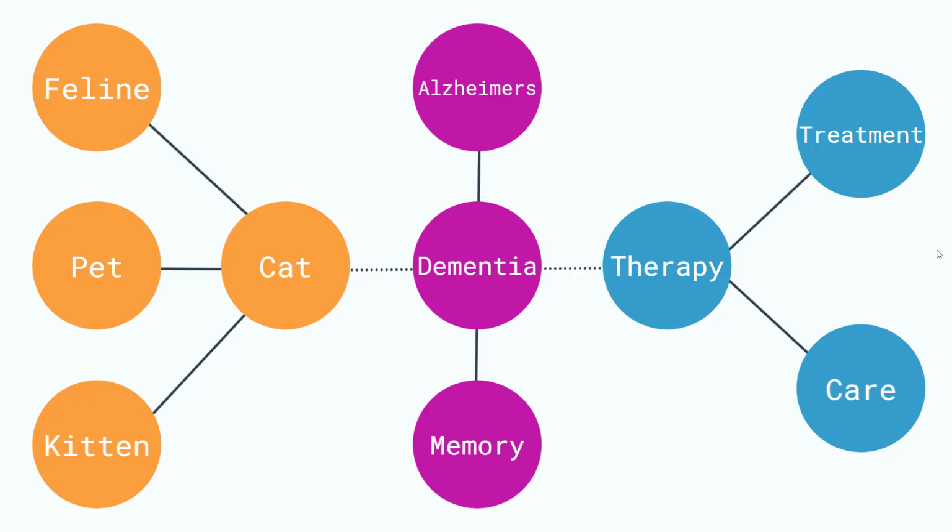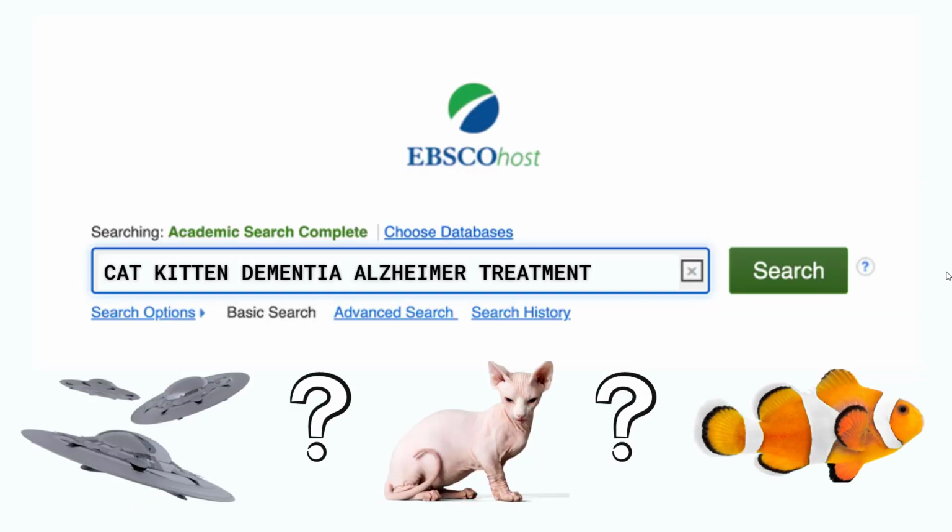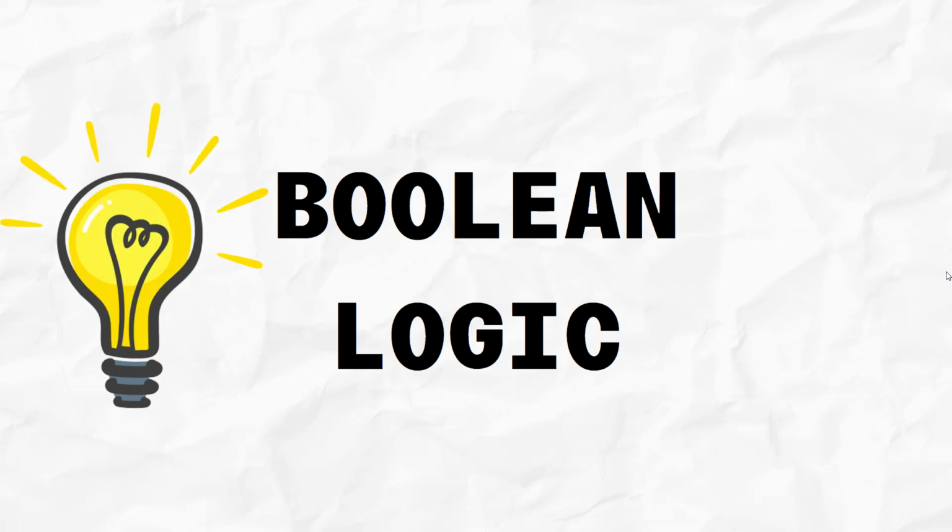You've already watched the video on identifying keywords and developed a search strategy which looks a little bit like this. Feeling confident, you plug all of these words into the database and come up with, well, not exactly what you were looking for. This is where Boolean logic comes in.